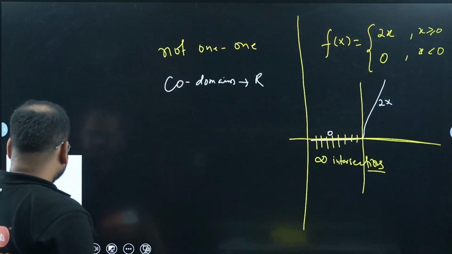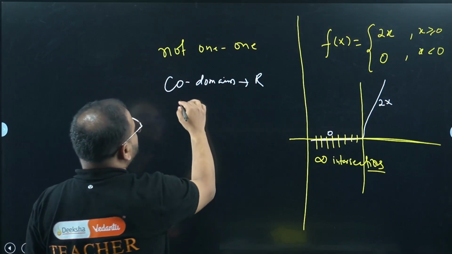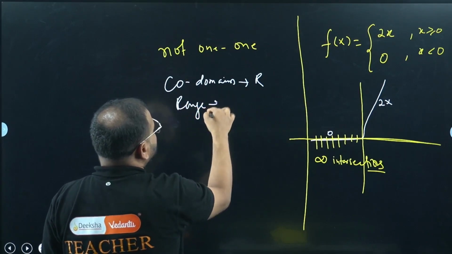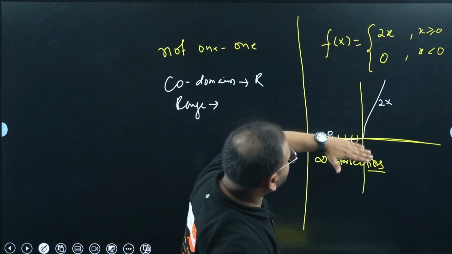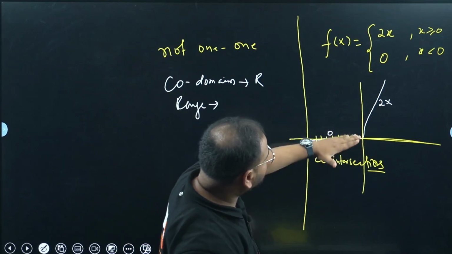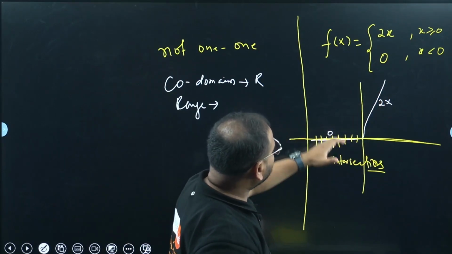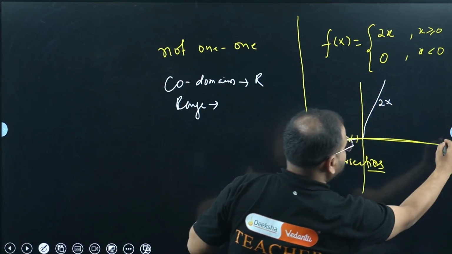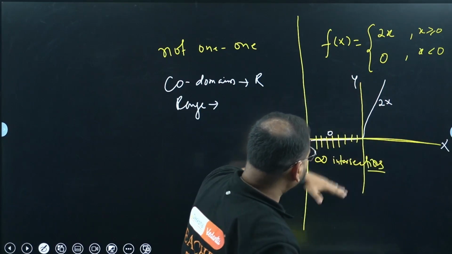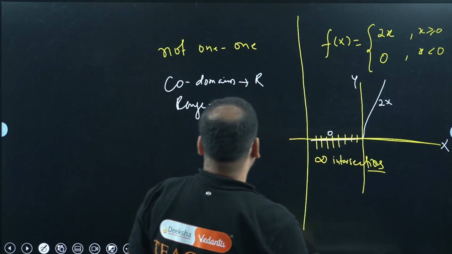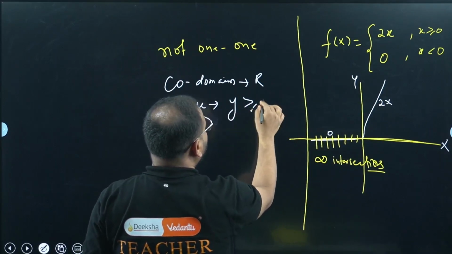Okay. Chaliye. So codomain is all real, but what is the range? Check here. Only positive values. Can y be negative? No, sir. y is all on the white line, no? y cannot go below the x-axis. This is my x-axis. This is my y-axis. y is not coming down. So y is not negative. y is only greater than or equal to 0.